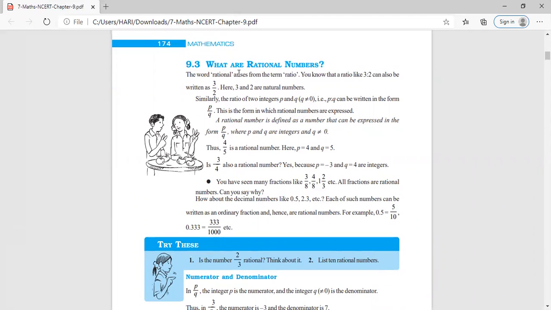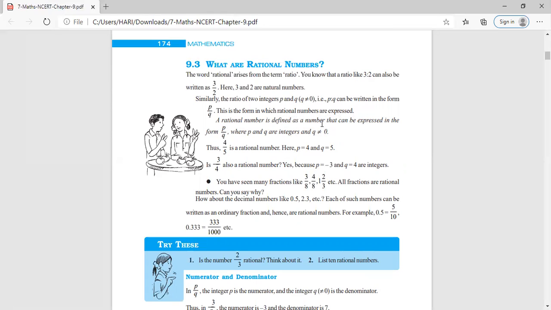See, the word rational arises from the term ratio. Ratio, in the last lesson you have learned about a ratio, right? Ratio such that 3 is to 2. How will we write 3 is to 2 in fraction? 3 by 2, right? In the same way, a rational number is defined as a number that can be expressed in the form of p by q, where p and q are integers and q is not equal to 0.